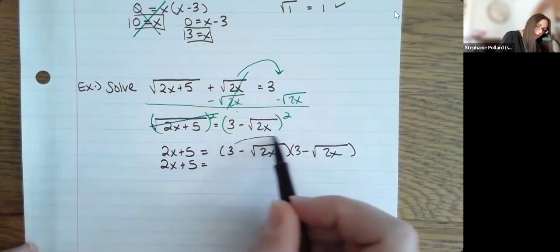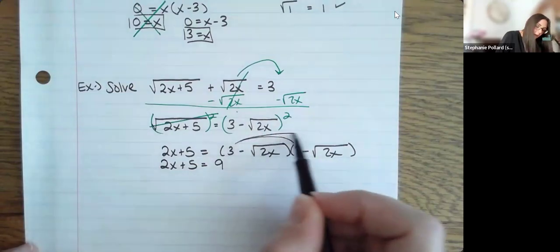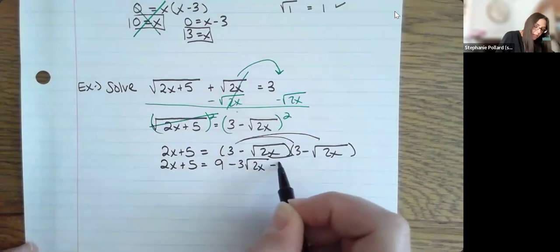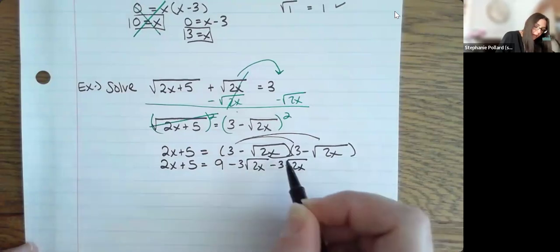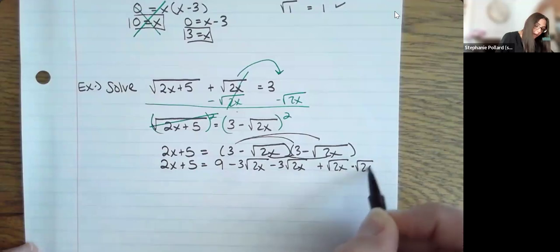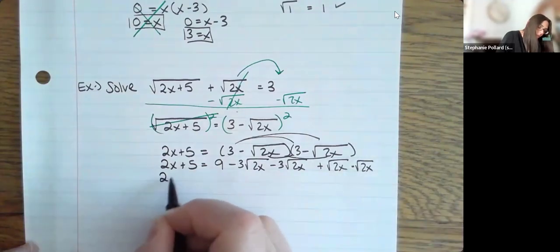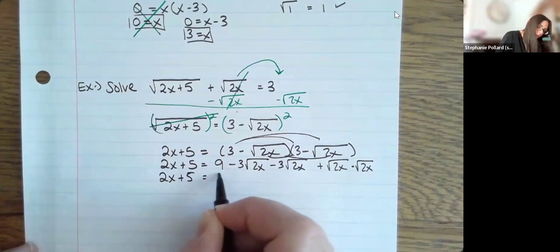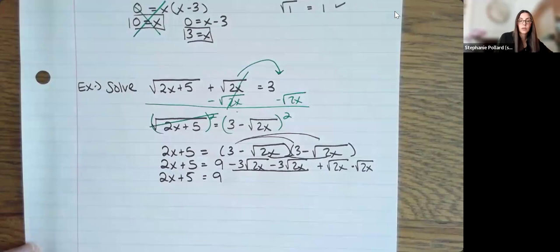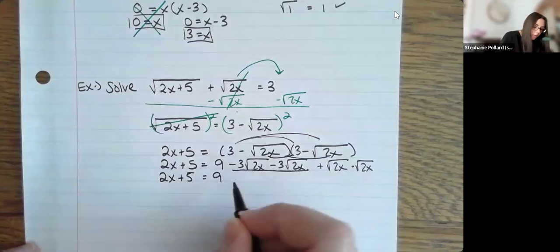All right, so 3 times 3 is 9. Here I have minus 3 root 2x. On the inside, I have another minus 3 root 2x. And then I have a negative and negative is positive. So root 2x times root 2x. These I can put together. They are like radicals. So -3 and -3 would give us a -6.